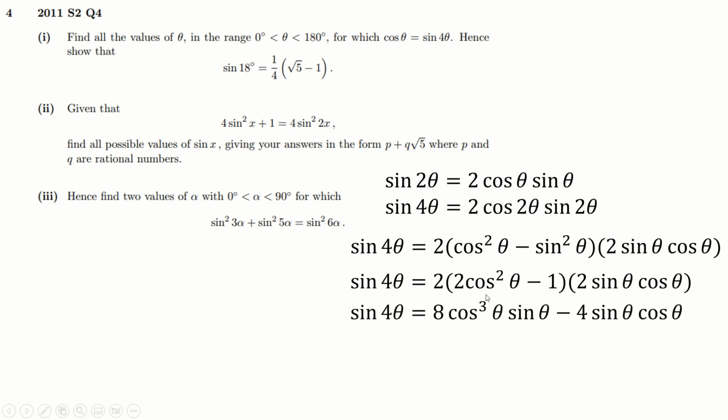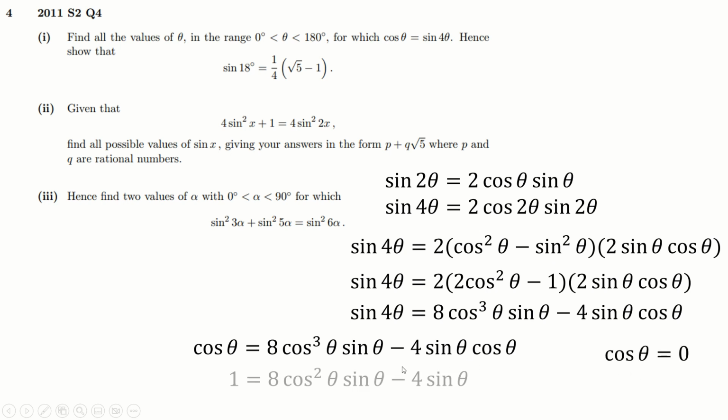So now we're going to set that equal to cos theta. And notice that cos theta runs through all of them. So if cos theta is 0, that will be a solution. Otherwise, we can divide by cos theta and end up with this. And now we can turn our entire equation into a sine equation by writing that there as 1 minus sine squared.